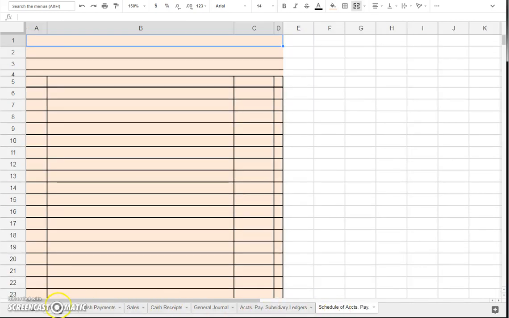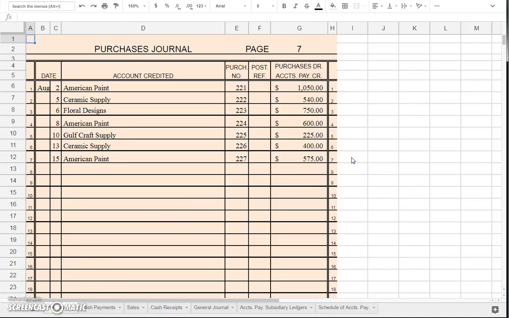All right, so quick review first. The reason we're doing this is we are going to record transactions from the special journals into the accounts payable subsidiary ledger. A subsidiary ledger is a ledger that is for only one single thing. So we are only concerned about accounts payable transactions. Any other transactions we are going to ignore right now.